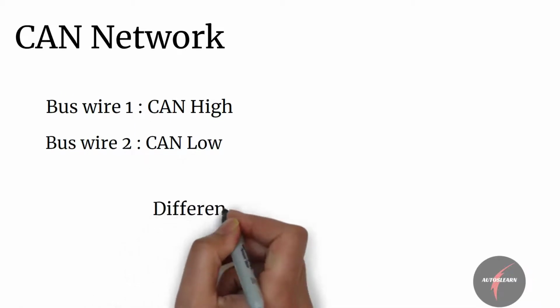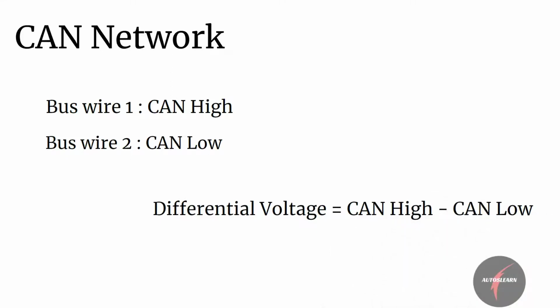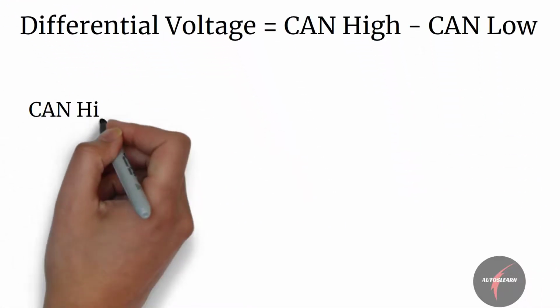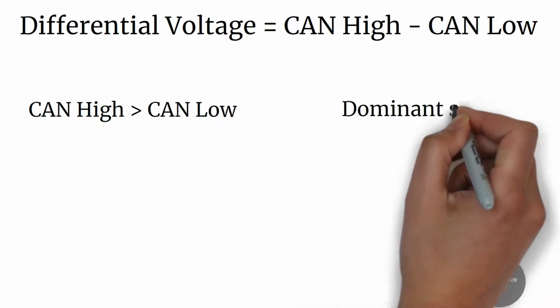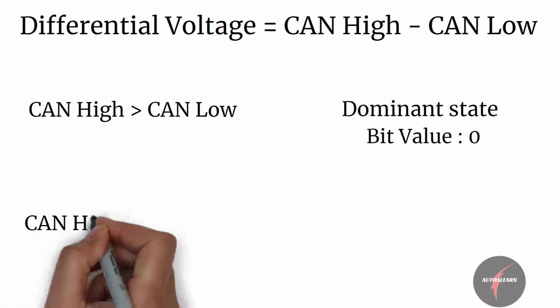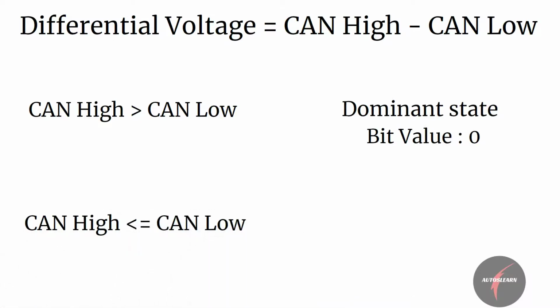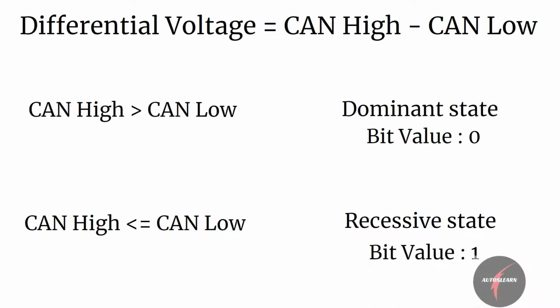One bus wire is at CAN high volt, other bus wire is at CAN low volt. The differential voltage between the two, that is between CAN high and CAN low, is used to identify the network to be in dominant or receive state. So if CAN high is greater than CAN low, then it's considered as dominant state, interpreted as bit value 0, and CAN high less than or equal to CAN low is considered as receive state, interpreted as bit value 1.